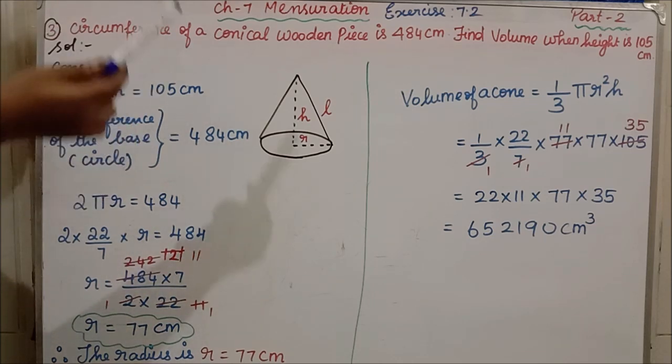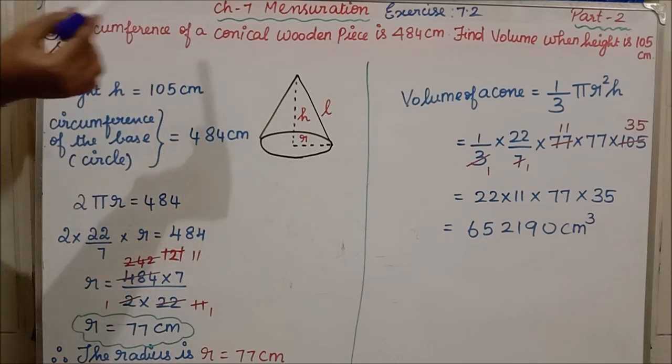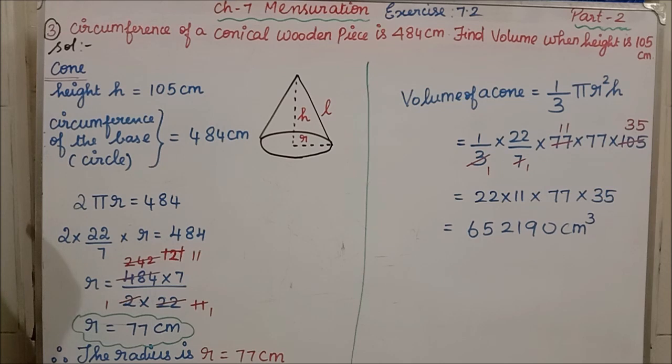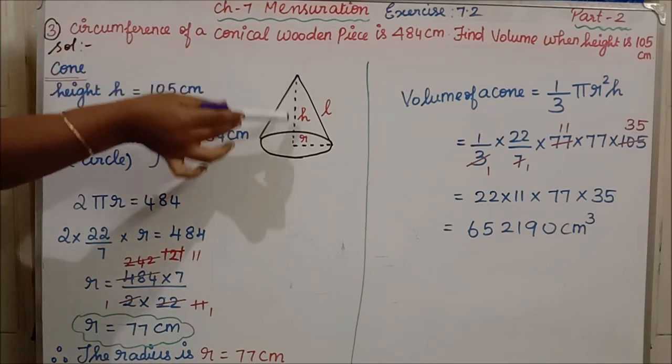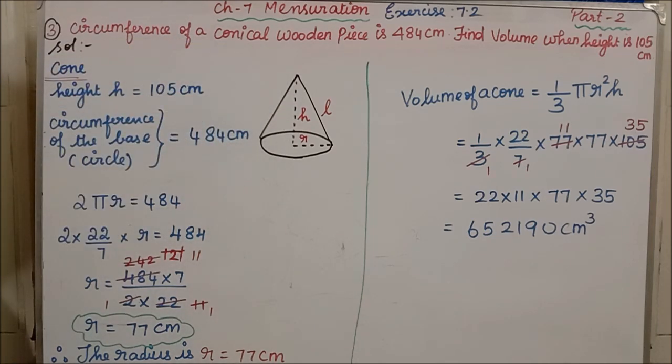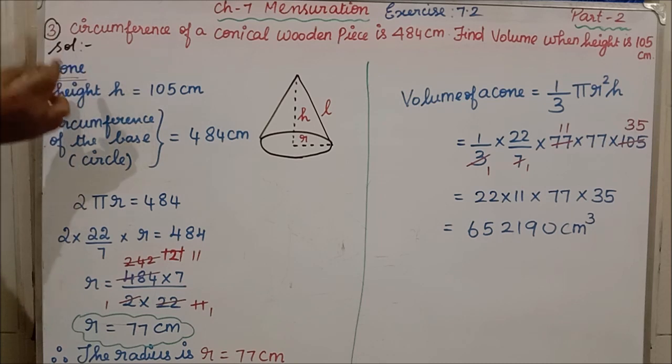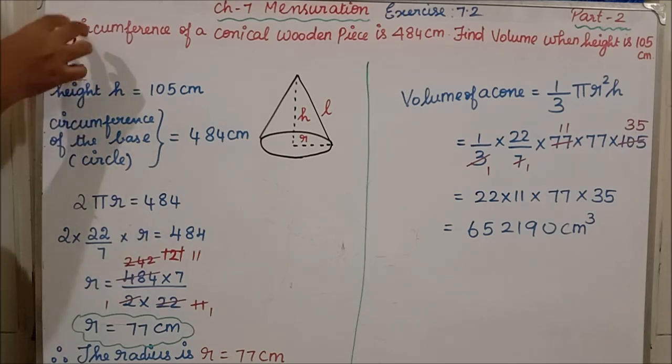Volume of what? For the cone we have to find the volume. Then also they have given height is 105 centimeter. Height of the cone is 105 centimeter. Clear? All of you clear about the third question? Yes. Now we are talking here about the cone. The height of the cone h is equal to 105 centimeter, and we are talking about circumference.